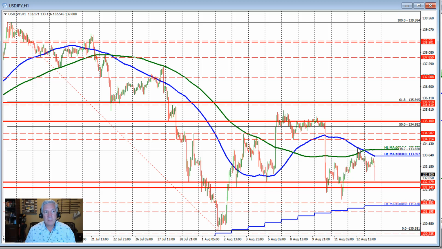Of significance from a technical perspective is the inability to get above the 100-hour moving average, not only on Friday's trade, but also in trading today. It got close to it and just couldn't do it. So sellers were leaning against the 100-hour moving average. That was a risk-defining level. Risk could be defined and limited against that 100-hour moving average, and sellers were happy to lean against it. The price couldn't get anywhere close to it and started to move back to the downside.